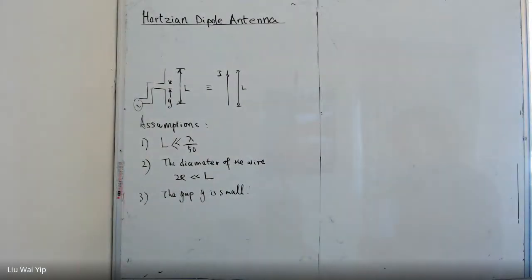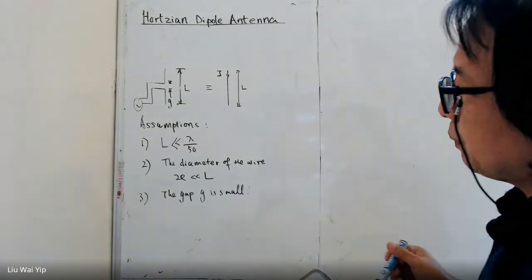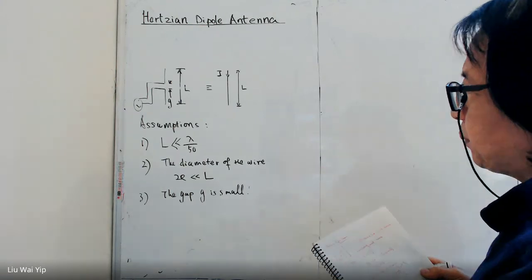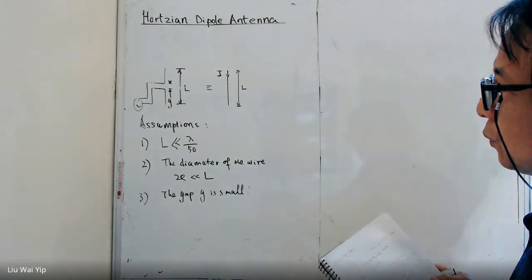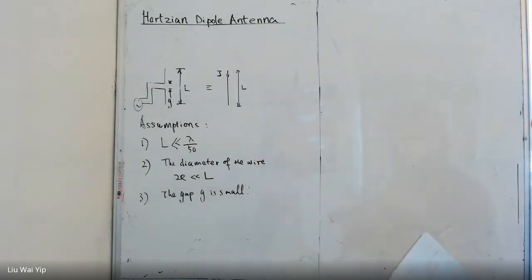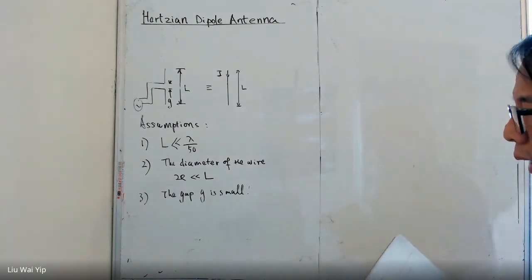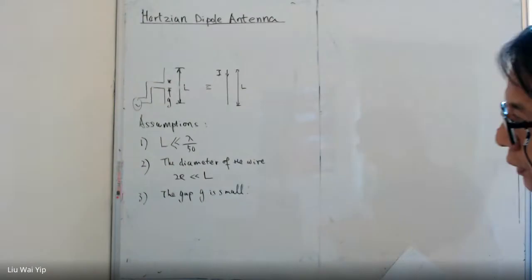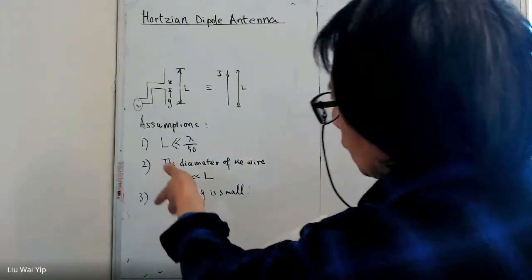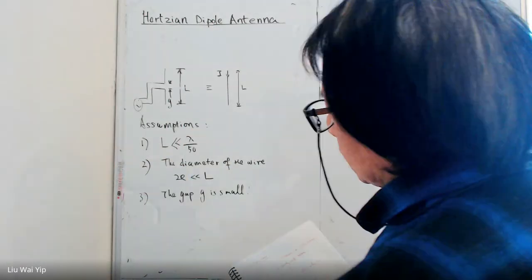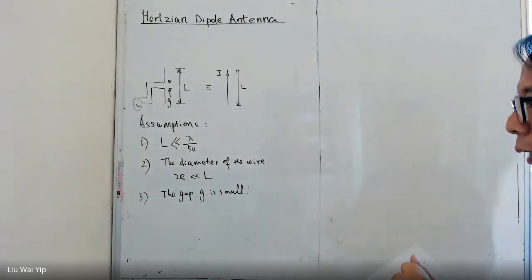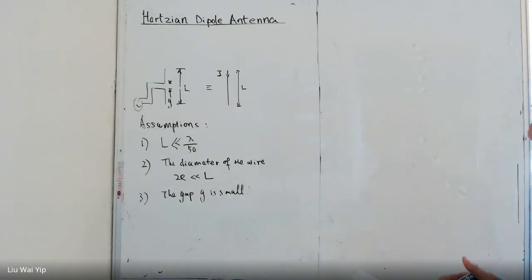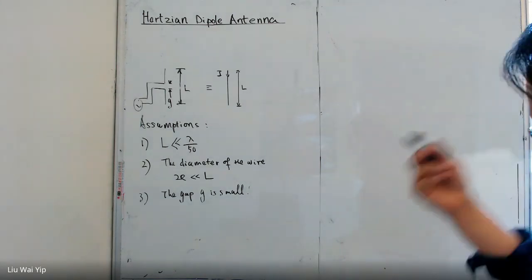And the way we solve the problem is we are going to use the so-called magnetic vector potential, which we have learned from the previous chapter. We use the magnetic vector potential to work out the magnetic field first, and then we will use some simple techniques to find the electric field.